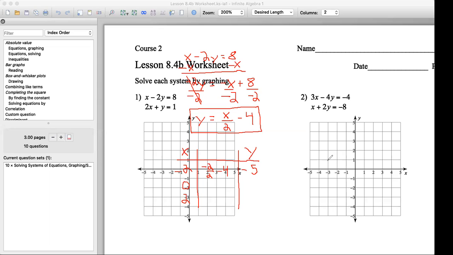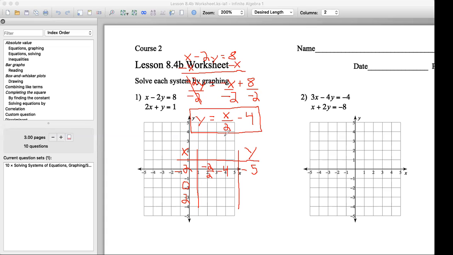Okay, Genevieve, where did I lose you? Where? Are we okay with solving for y? Okay, now all I'm doing is picking 3 numbers. The 3 numbers you typically pick are negative 1, 0, and 1. They're just the easiest numbers to do the math with. Okay, we're picking x values to plug into our equation for x.